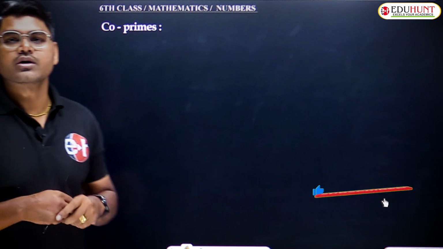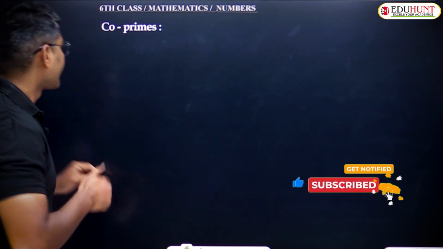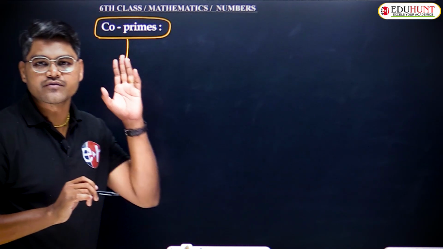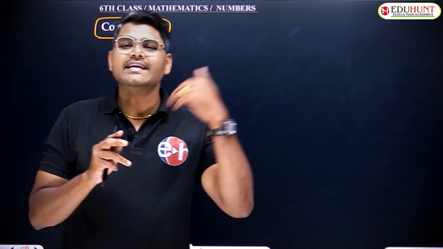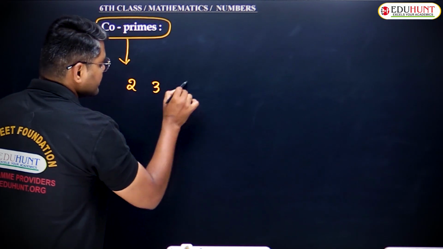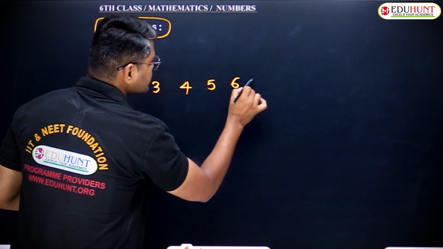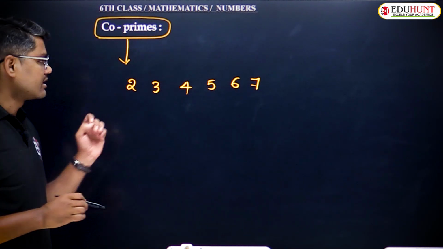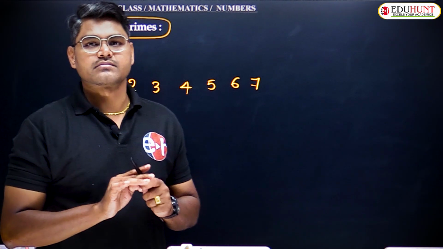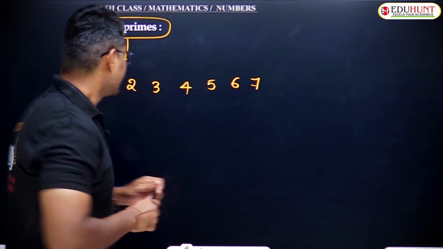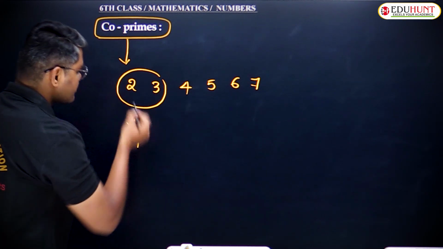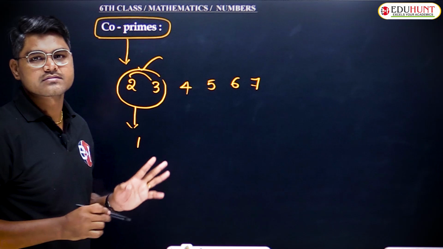Now, what are co-prime numbers? Co-prime numbers means the very first point we have to know, if I take any two numbers, let it be 2, 3, 4, 5, 6, 7 like this, there must be only one common factor, that is 1. If I take these two numbers 2 and 3, common factor is 1. So these 2 and 3 are co-prime numbers.